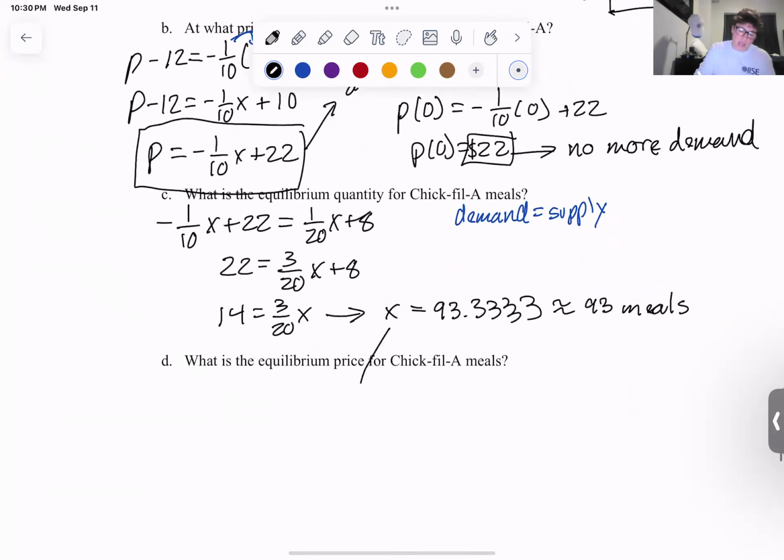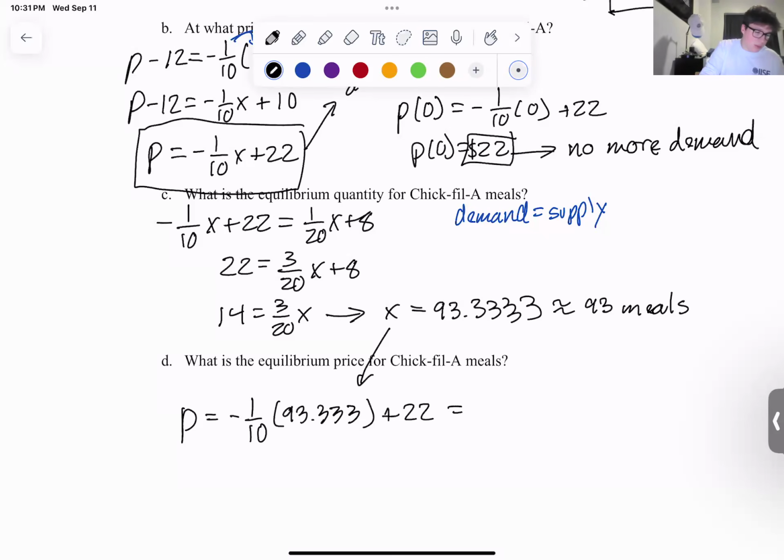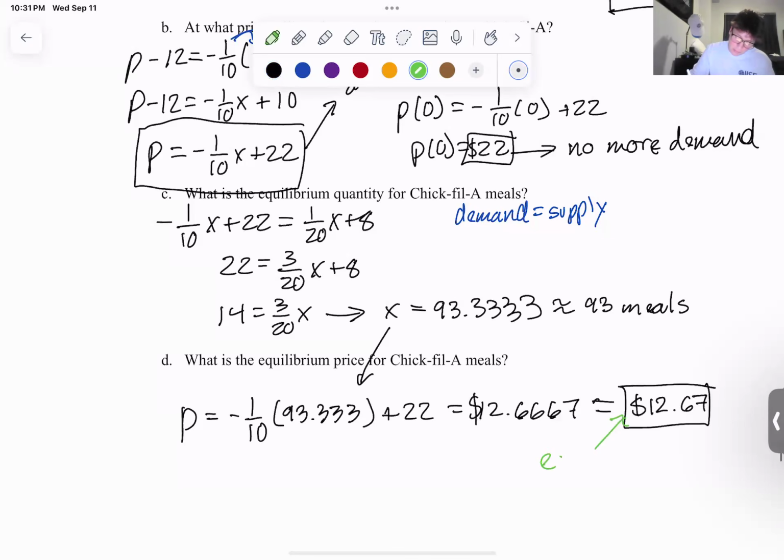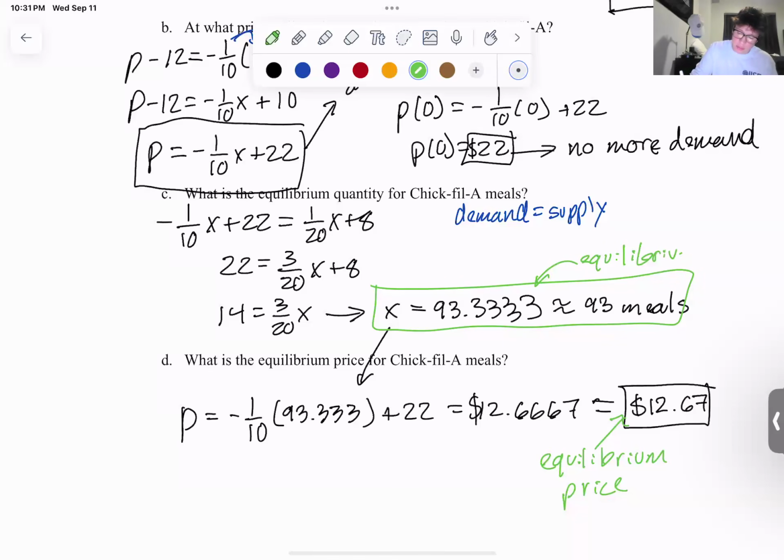And now to find the price, all I have to do is plug it into either supply or demand. So I'll plug it into demand: negative 1/10 times 93.33333 plus 22. And that's going to be $12.6667. Now remember, when we're dealing with money, you can only have 2 decimal places. So this is going to equal $12.67. That is the equilibrium price. Equilibrium meals, and this right here is equilibrium as well.